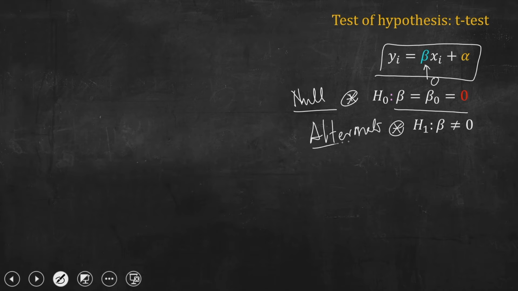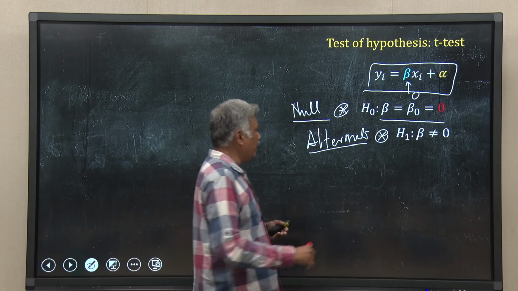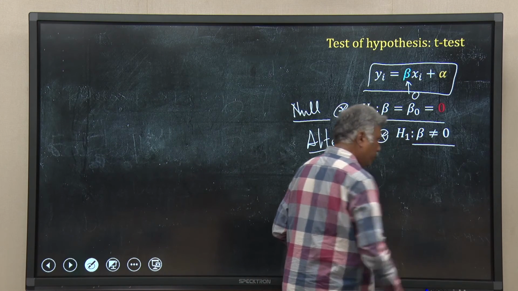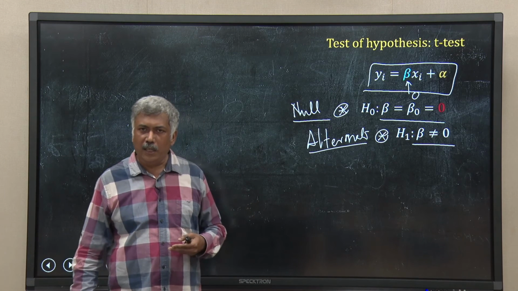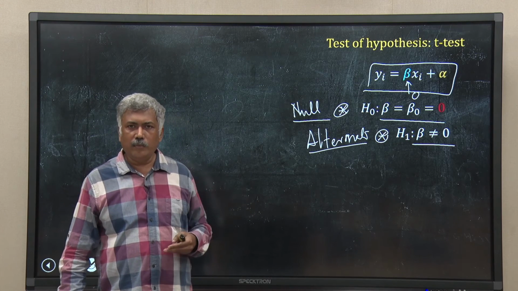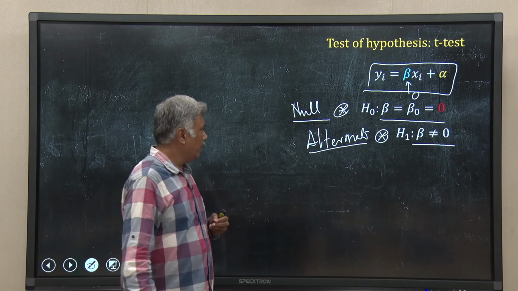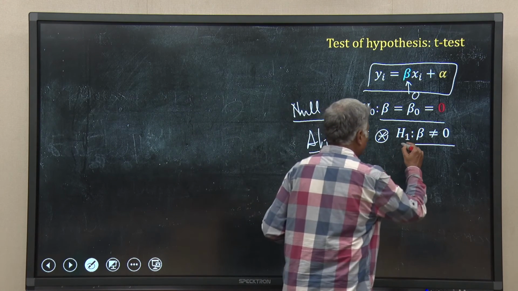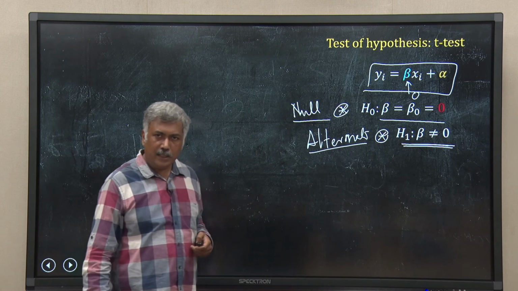is the idea which we have used for linear regression. We believe that beta is not equal to 0, and that is why we have fitted y equals mx plus c or y equals bx plus a, this type of equation. So, the alternate hypothesis is beta is not equal to 0. It is a t-test.